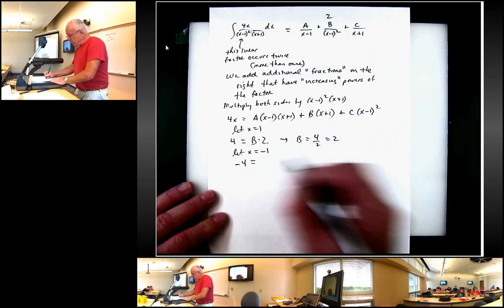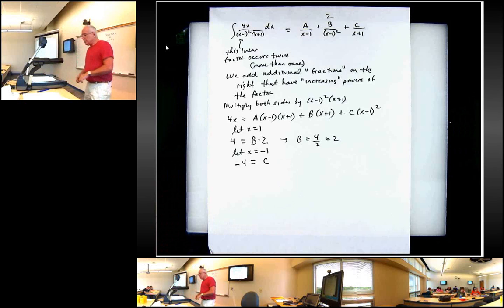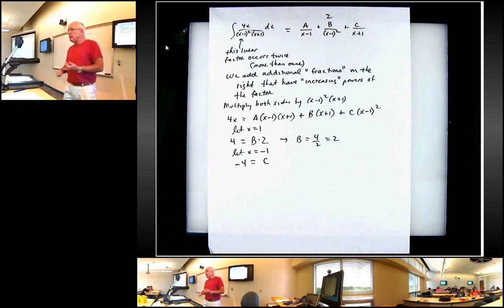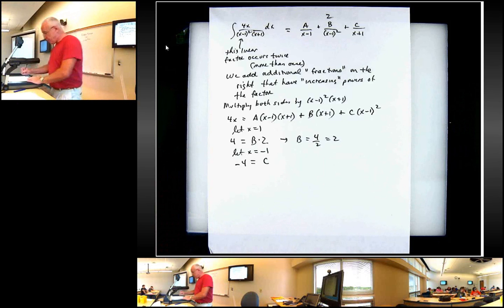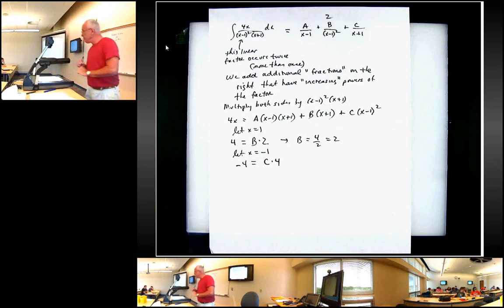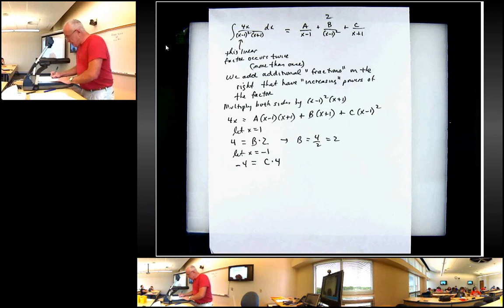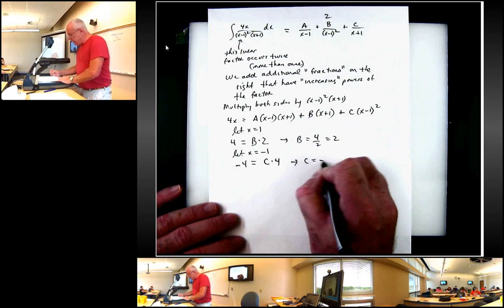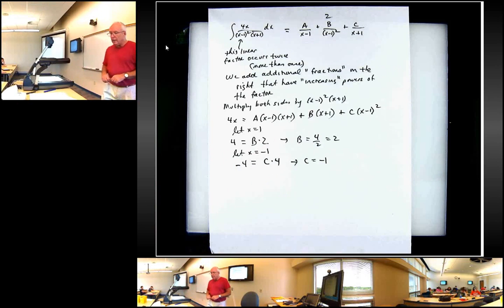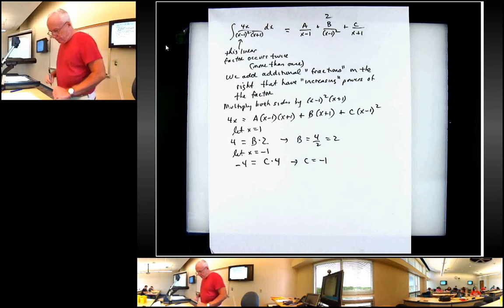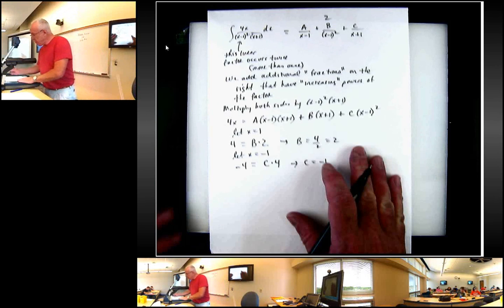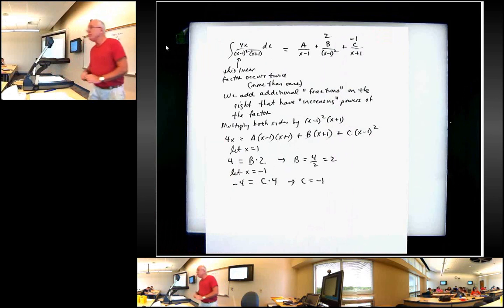I have my third term, c. Now let's see, that's negative 1 minus 1, that's negative 2, and then I square it, so I have positive 4. All right? So be careful with the arithmetic. So therefore, when I solve for c, dividing by 4, I get c is equal to minus 1. All right. So let me plug that in up there.